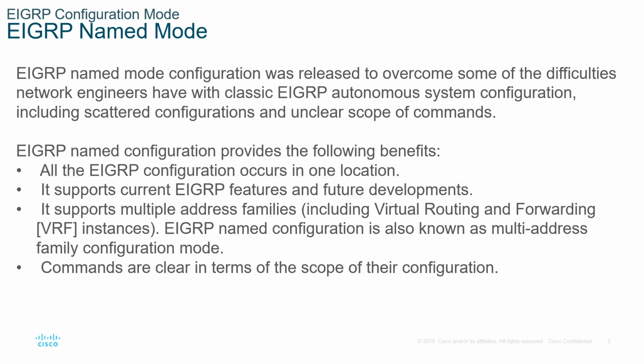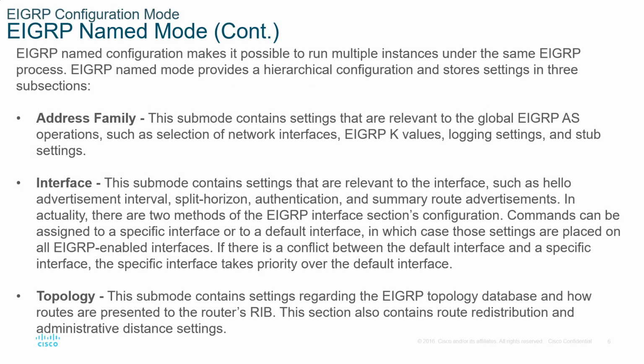So it's relatively clear and easy to do once you've done it a few times. Now, the three main areas that occur under named mode are hierarchical in nature, and these subsections are address family, interface, and topology.